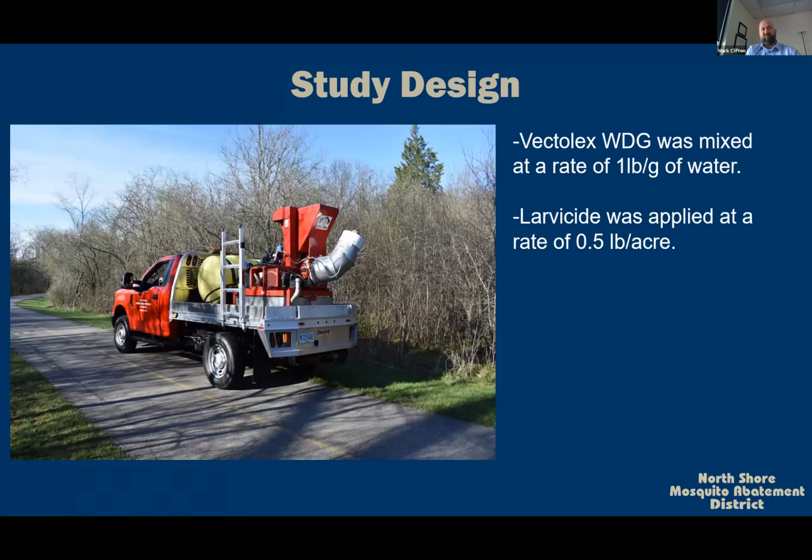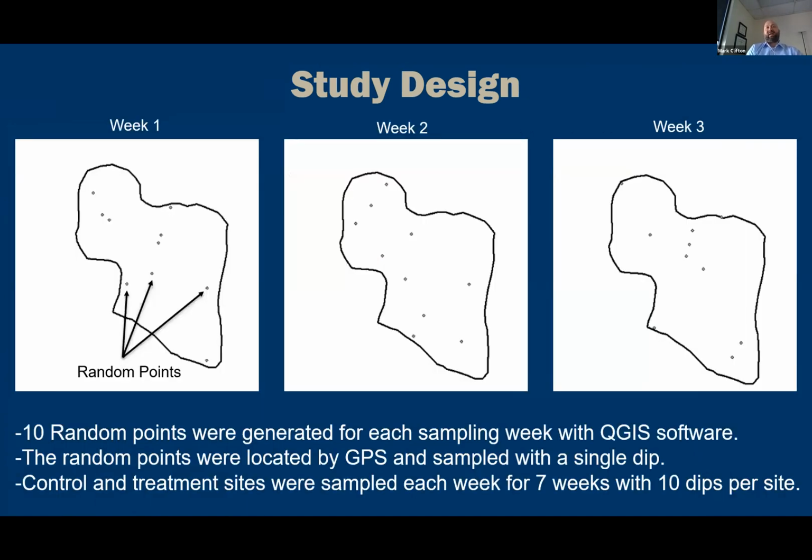This is a picture of one of those floodwater sites. Believe it or not, in that brush is about a foot of water. It's just incredibly dense and almost impossible to get to with a backpack. We used GIS to pick 10 random points per week, and then we went out and sampled each of those random points.